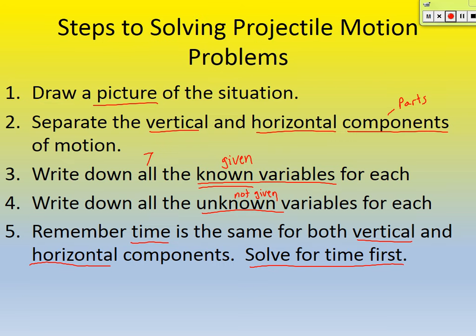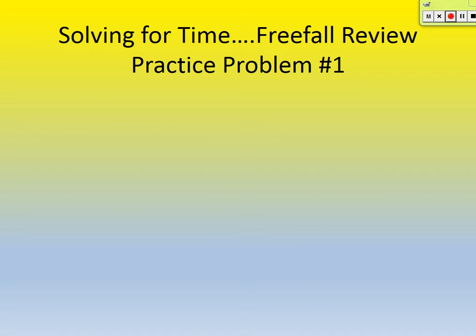Okay, going back to these steps, I really think if you follow these steps, and I'm going to re-emphasize them every practice problem that we go through. So draw a picture, separate the vertical and horizontal components of its motion, write down all the known variables, write down all the unknown variables, and then solve for time. And I think if we do those 5 steps, these problems will be pretty easy.